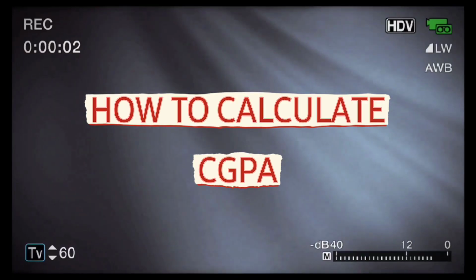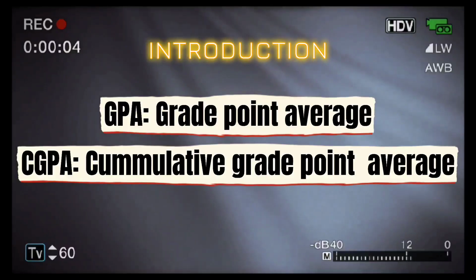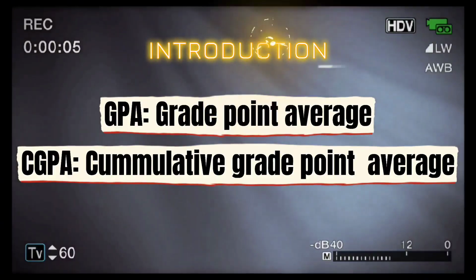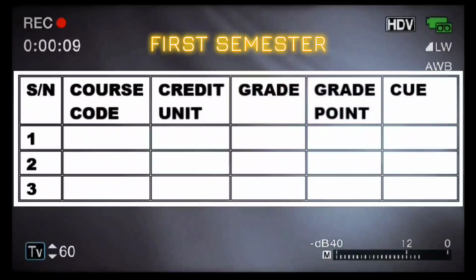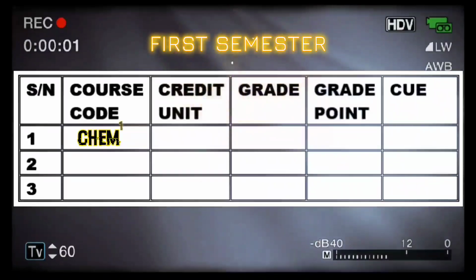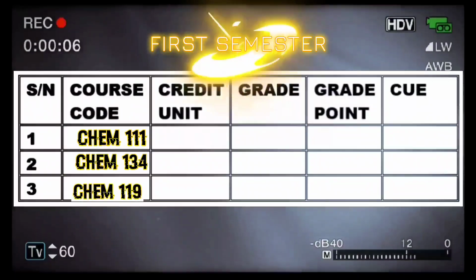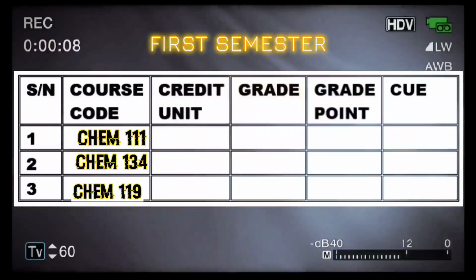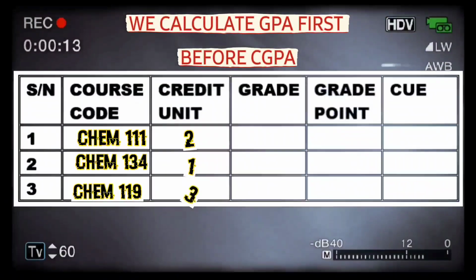How to calculate CGPA. So I'm going to use this as an example. Let's say in your first semester you offered 3 courses, and these courses were Chem 111, Chem 134, and Chem 119, and the credit units allocated to these courses were 2, 1, and 3.